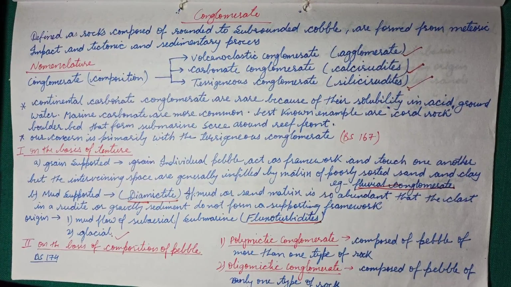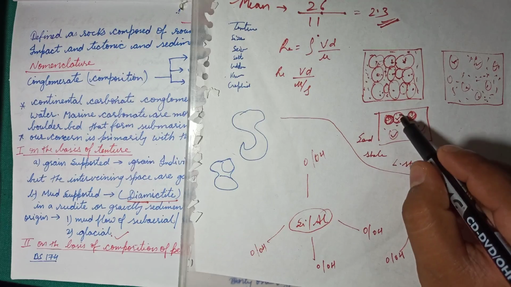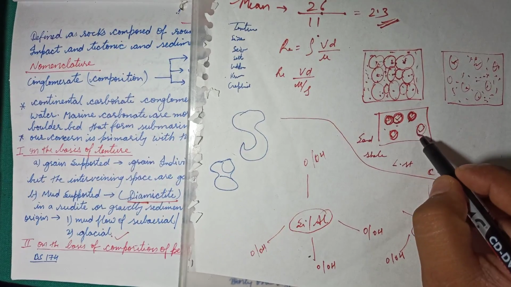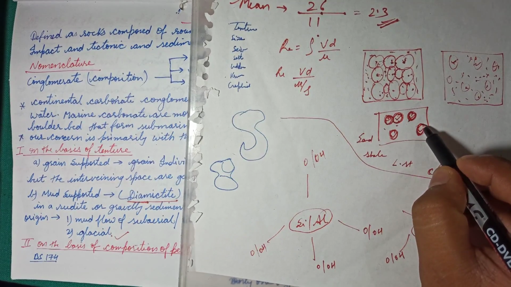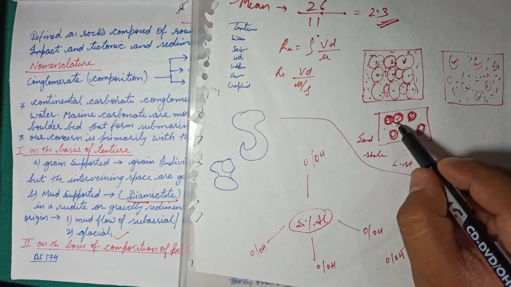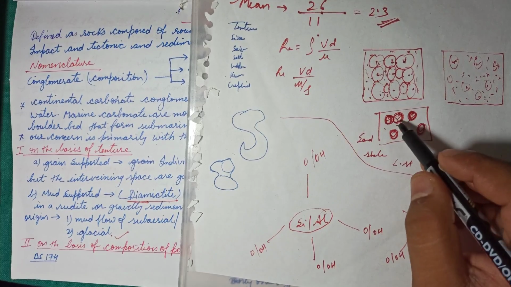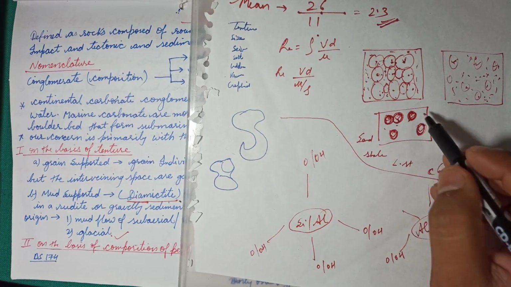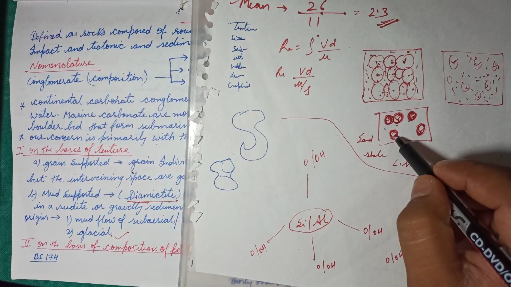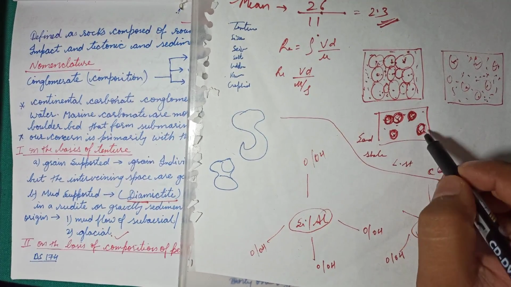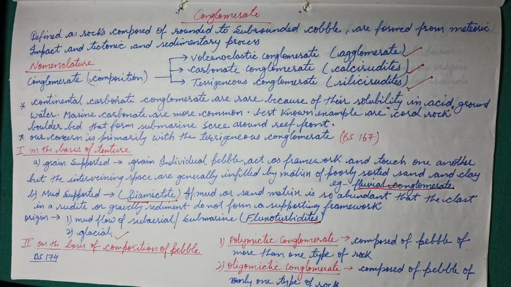The next is polymictic. Name itself is poly, means it is composed of pebbles of more than one type of rock. So these pebbles have different compositions, different origins, all are different. These pebbles of granite, these of basalt, these of rhyolite, these of andesite, these of syenite, these may be different, so they are polymictic conglomerate.